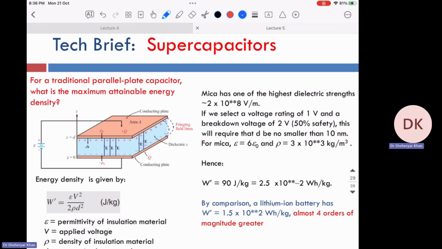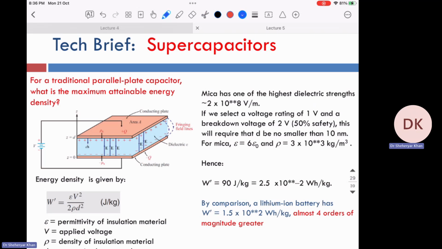Now look at why we are interested in energy density. That means how much energy it can provide per kilogram. So mica has the highest dielectric strength, 2 times 10 to the power 8 volt per meter. Let's use this one.